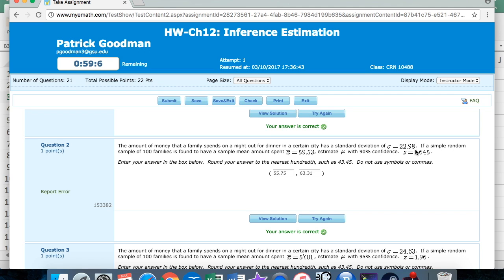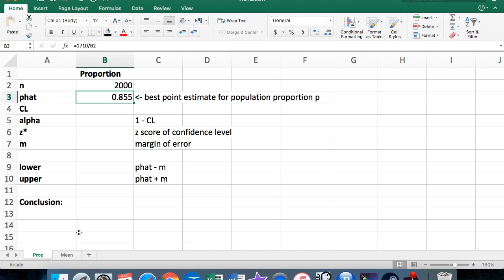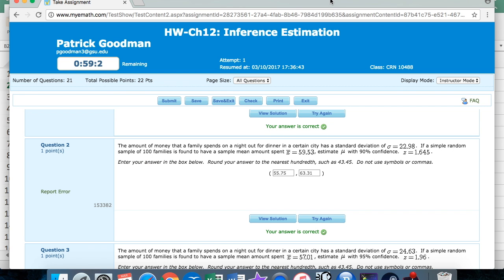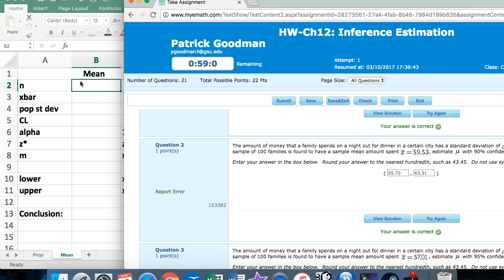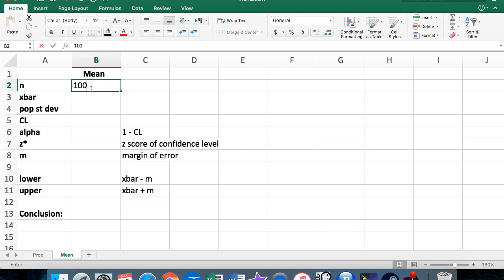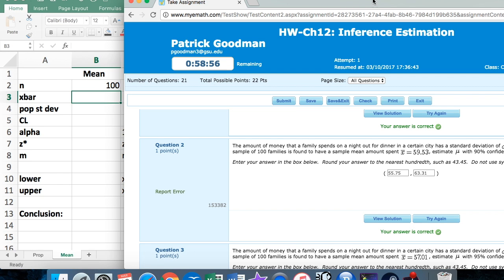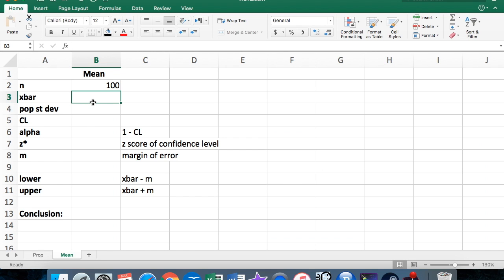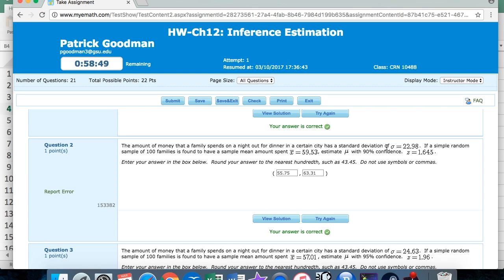All right, so let's start copying over this information. So here's proportion. I'm gonna hop over to mean. Okay, now it says, just doing our data, it says 100 families. So that means we're looking at 100 families. That's our sample. Our X bar, they say, is 59.53. So X bar, 59.53. Okay, and then they said standard deviation for the population, 22.98.